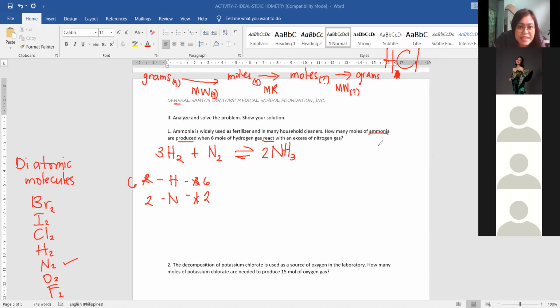Now let's see sa number 1. What is asked here? Ammonia na ma-produce if you have 6 moles of hydrogen. So ang ginapangita, moles of ammonia. The given is in moles and ang ginapangita is moles gihapon. So if this is the case, di ba remember, ingon ko pag moles to moles, you just need this part. This part here. Ayan, mao ra ni ang ato ang kinahanglan.